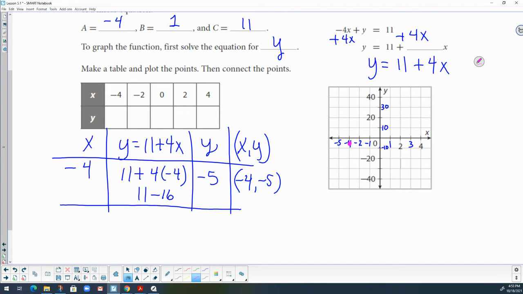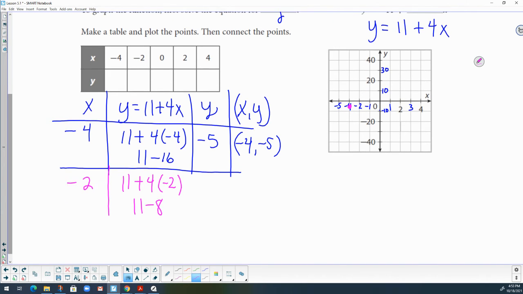Okay, so now I'm just going to do my next one. All right, so I'm going to look at -2 now, and I'm going to substitute that in. So 11 plus 4 times -2, and then I'm just going to solve for it. So this is 11 minus 8, so that is 3. I know my y value here is 3, so my ordered pair is -2, 3.